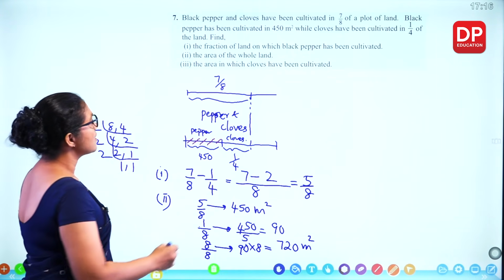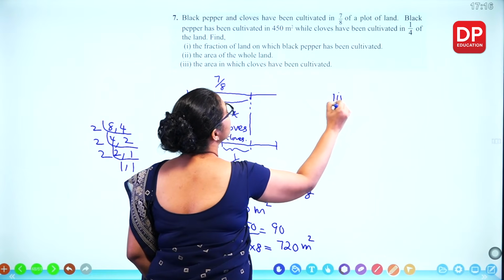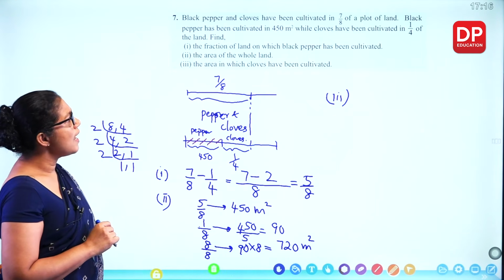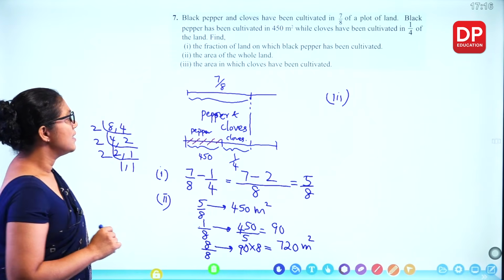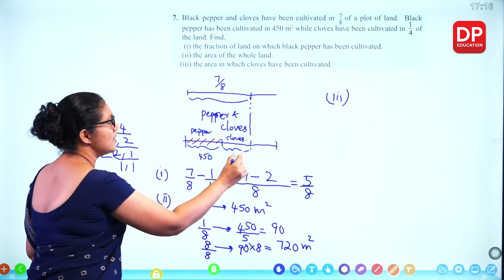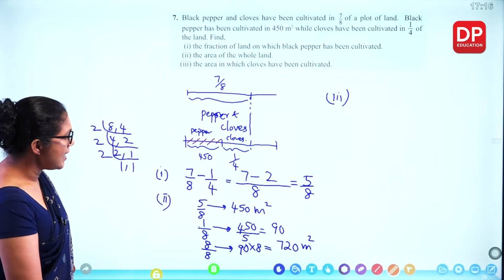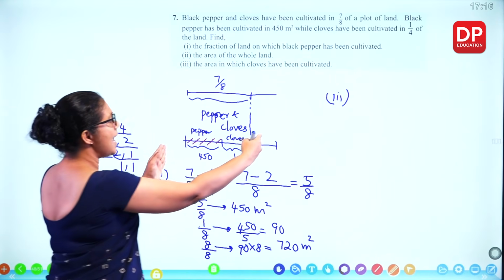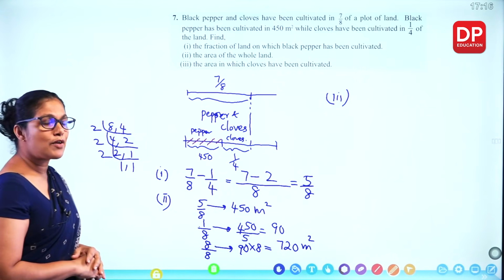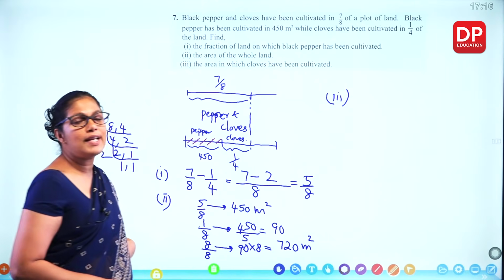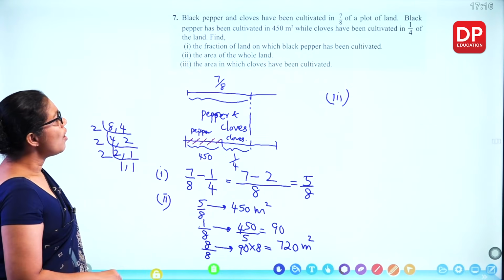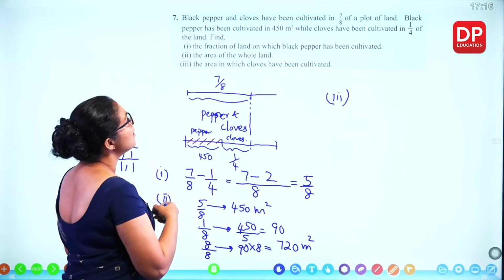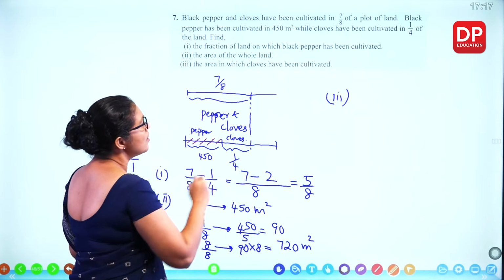Then the third part, they want the area in which cloves have been cultivated. So we want this area. So the total area is 720. That means full land is 720. But we know 1/4 of the land is for cloves. So how can you find out the area?